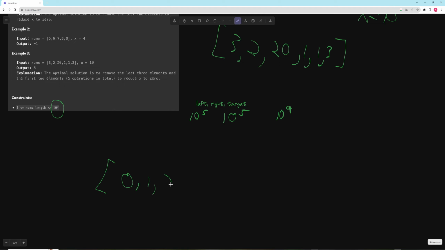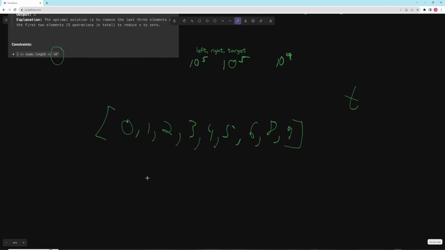Like 0, 1, 2, 3. It doesn't have to be sorted. But essentially, if we have this and we have some target, instead of trying to figure out what side to remove from, all we actually have to do is, let's say we have a sum, called sum. Let's just say we have an array sum. This array sums up to this sum. And we have some target that we want to get, that's this x value, right?